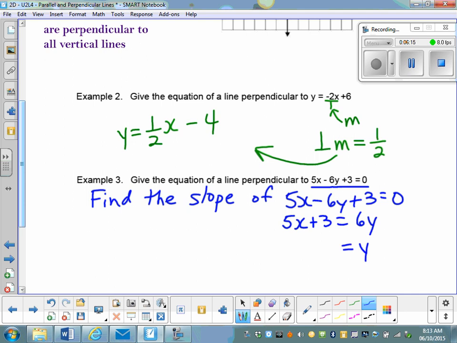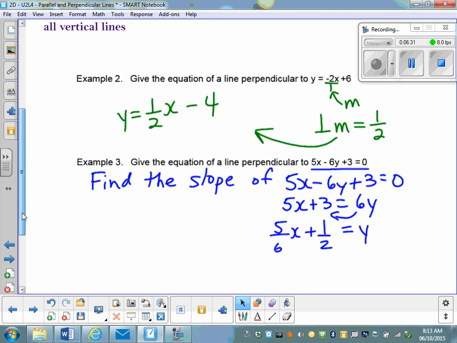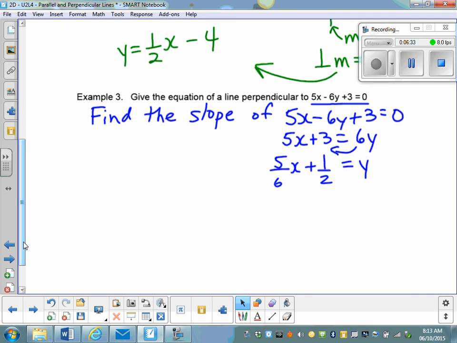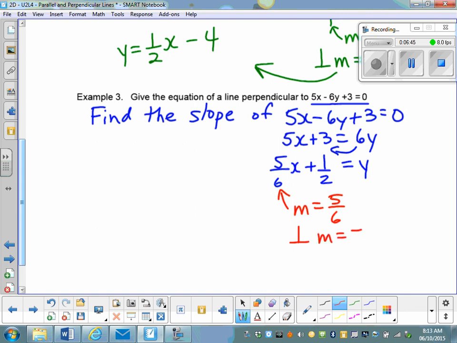And when I bring the 6 over to the left side, I have to divide each term by 6. So I'm going to get 5 over 6x, and then plus 3 over 6 is going to end up being 1/2. So there's the equation in slope y-intercept form. So the slope of that line is 5 over 6. The perpendicular slope to that line is negative 6 over 5.